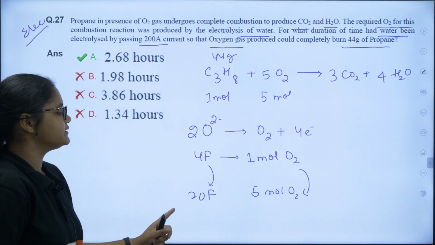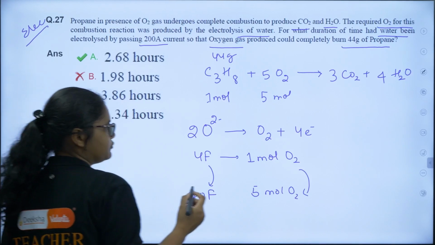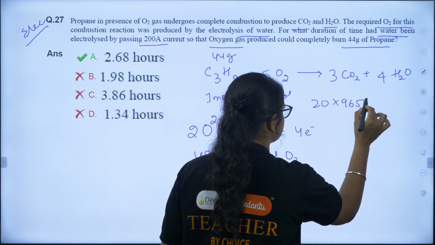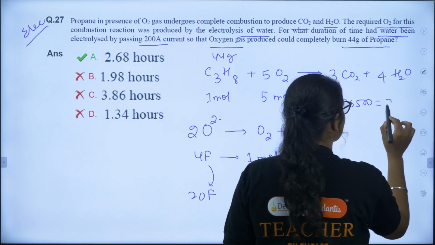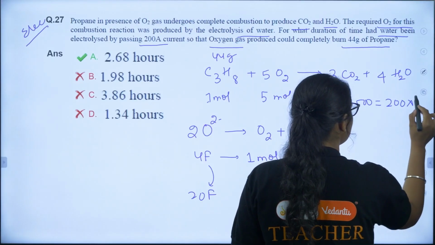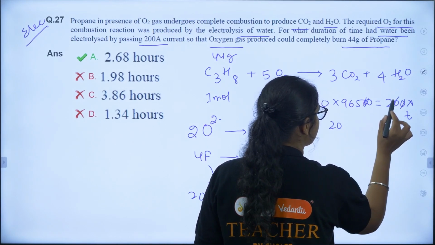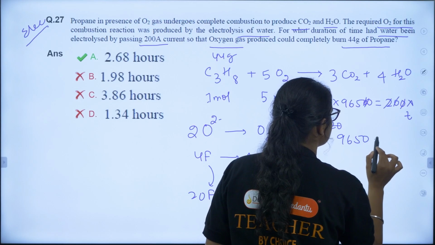So now what we can do is calculate Q is equal to I into T, and we have to calculate the time. So if you see, 20 Faraday means how many coulombs? 20 into 96500 coulomb. Current given is 200 ampere and time is T. So if I calculate this one, we'll get 20, here I can take 10, so I'll get 9650 seconds.